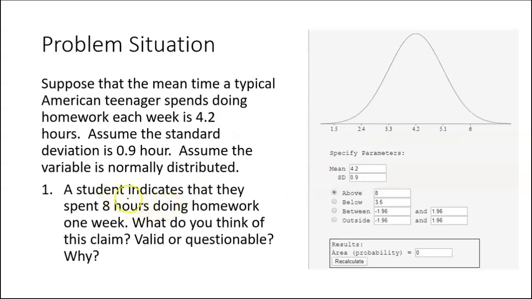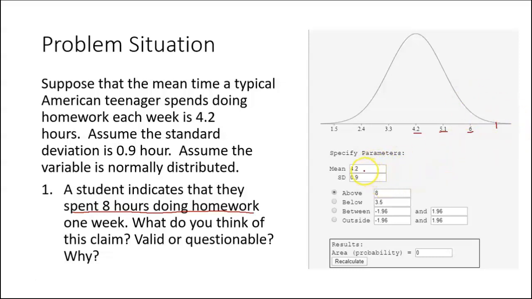Or how about this one? What about a student indicates they spent 8 hours doing homework one week? What do you think? So look at this in terms of our normal distribution with a mean of 4.2 and a standard deviation of 0.9 hours, 9/10 of an hour. One standard deviation would be 5.1, two standard deviations, three standard deviations was 6.9, four standard deviations. This person is way off the charts.